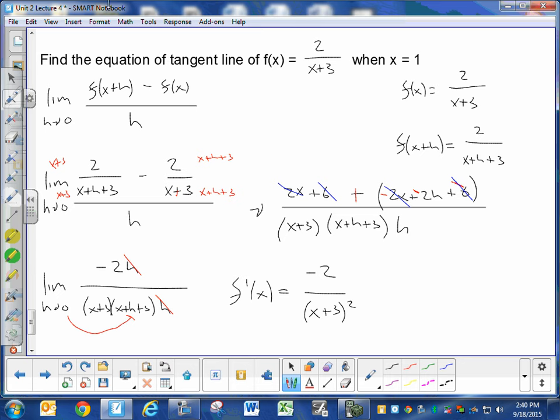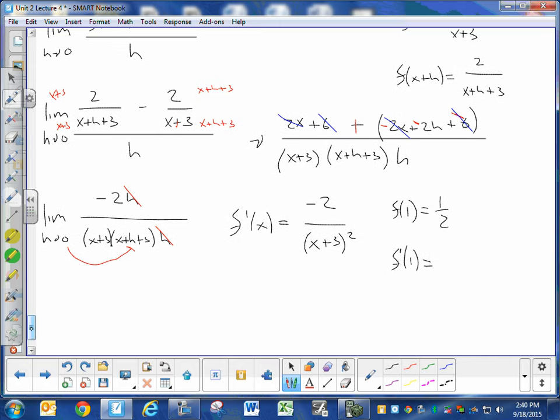Okay, and if I want the equation of the tangent line, I need my point, which will come from my point on my actual function. That's 2 over 1 plus 3, so that's 1/2. And I'll need my slope. That'll come from my tangent slope generator. Negative 2 over 1 plus 3 is 4. 4 squared is 16, so that's negative 1/8. And then here's my equation. y minus y1 is equal to m times x minus x1.